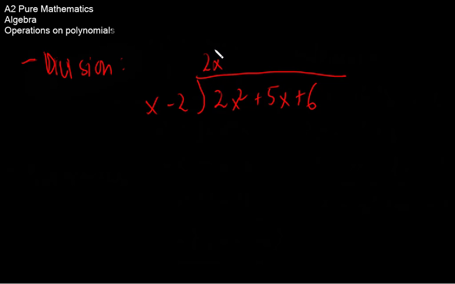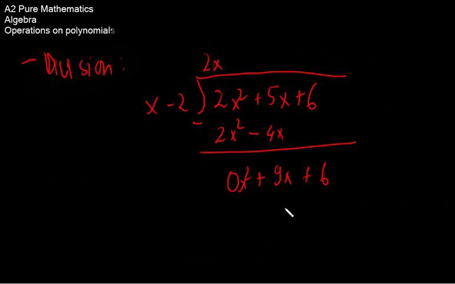Now take 2x and multiply it with x minus 2. So 2x times x is 2x squared. 2x times minus 2 is minus 4x. Subtracting, this gets you 0 x squared. 5 minus minus 4, that's 5 plus 4, that's plus 9x, and 6 is still 6. So here, 9x plus 6, x squared is now 0, so the coefficient is 0 and we won't consider this. Right, so we get 9x.